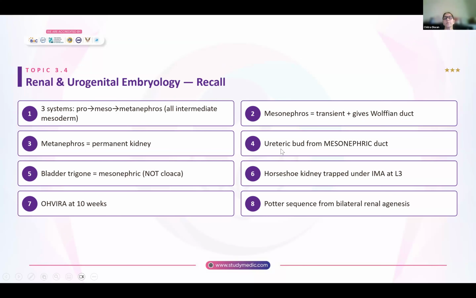The ureteric bud, please remember, comes from the mesonephric duct. It does not arise from the metanephros, but this ureteric bud and the surrounding blastema form the adult kidney. The bladder trigone comes from the mesonephric duct. It does not come from the cloaca or from the urogenital sinus. The horseshoe-shaped kidney is trapped under the inferior mesenteric artery at the level of L3. It doesn't ascend higher to L1. OHVIRA malformation you get at 10 weeks, and Potter sequence is because of bilateral renal agenesis.